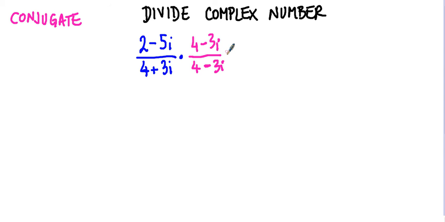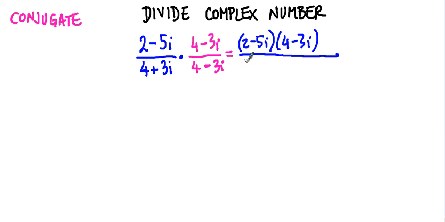And now, when you write it like this, all you have to do is multiply those two expressions. On the top you have 2 minus 5i times 4 minus 3i, and on the bottom you have 4 plus 3i times 4 minus 3i. And I will write this step by step. If you do it faster in your head, it's fine, but I will make sure to write each step from here on.